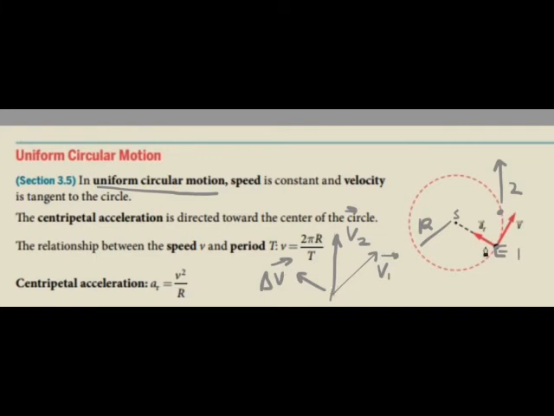Here's v1, it's this vector. Here's v2, it's this vector. Here's delta v. It's v2 minus v1. So if I go out v2 and then I come back minus v1, I get this direction.